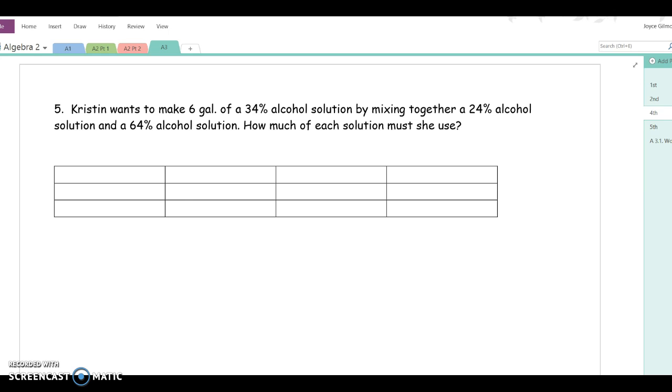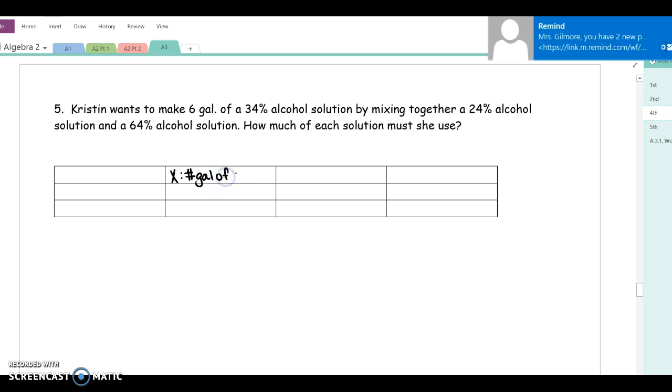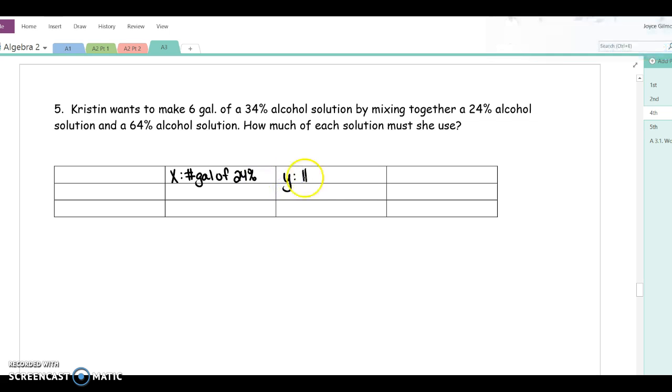Okay, so our two solutions are, we're mixing together a 24% alcohol solution. So X is going to be the number of gallons of the 24%, and Y is going to be the number of gallons of the 64%. And I'm going to label my total. Our resulting solution needs to be a 34% solution.